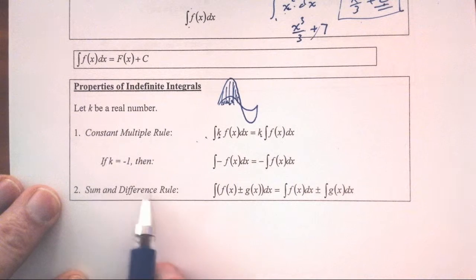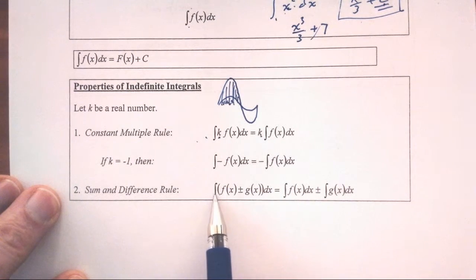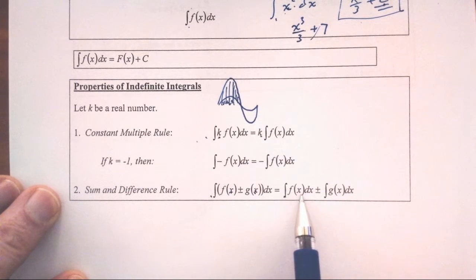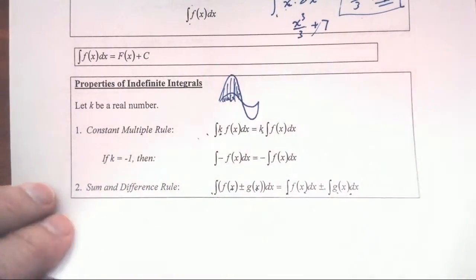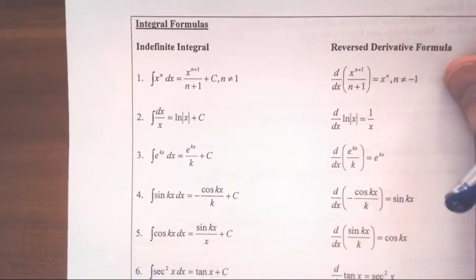And what we would hope for our sum and difference rule would be that the integral of the sum of a function plus a function would be the integral of the first plus the integral of the second, and it is. Likewise for minus. So no big deal memorizing those. Then they just have a big list of things we ought to already know.